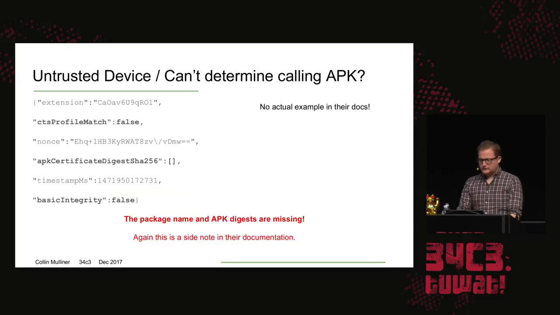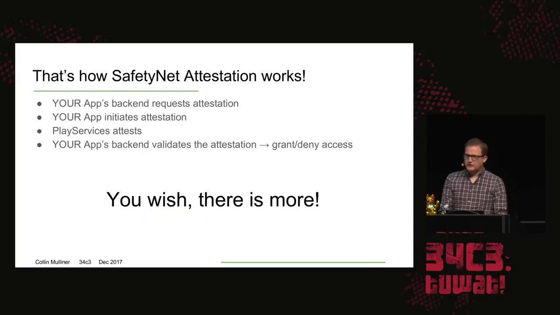This is one of the more interesting errors. It says we can't determine which APK called the API. They also think the device is generally untrusted, so they removed a bunch of fields from this JSON response, which is very confusing when you implement this the first time because you suddenly get broken data blobs back. Of course, this was not really documented. So now you know the JSON fields may look strange.